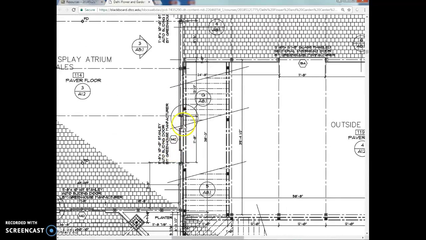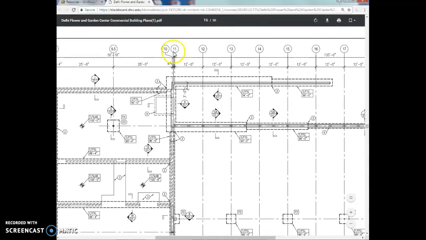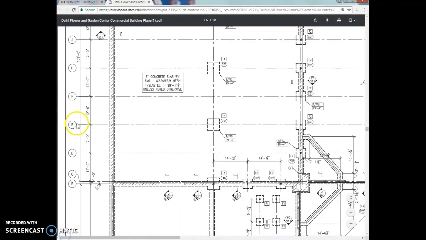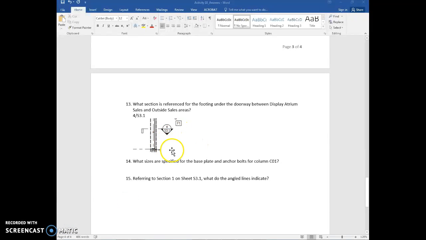So let's go to our structural drawings and see if there's a section that cuts through that. Okay, so this is the area right here, and I probably should have mentioned that this is grid line 10, but on my floor plan I looked at these grid lines here too, and it was between E and D. So this is the door opening right here. So it looks like it's section 4 on sheet S3.1. Make sure that you're using those grid lines to help you locate information.